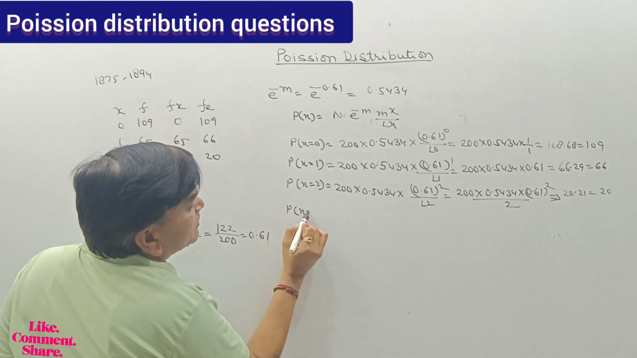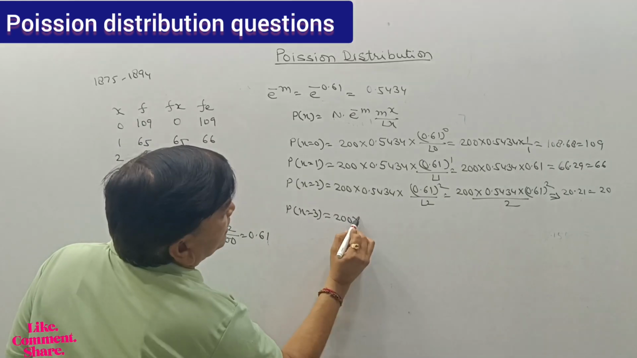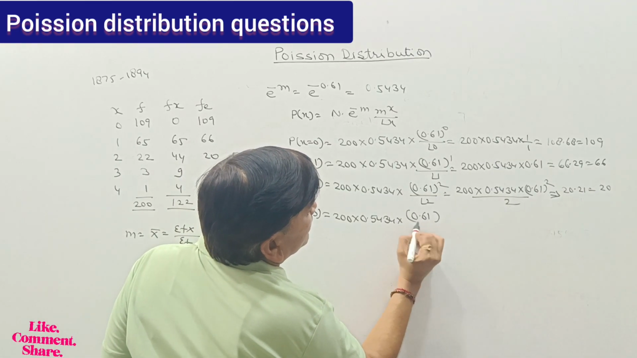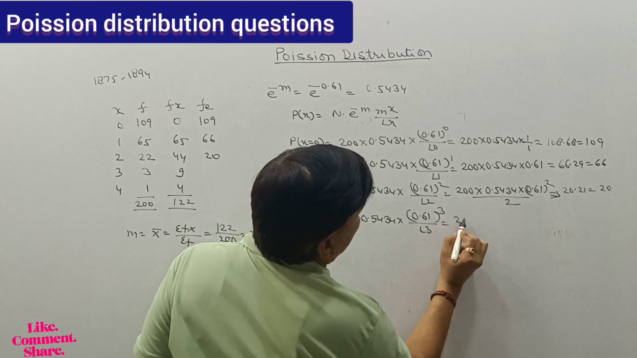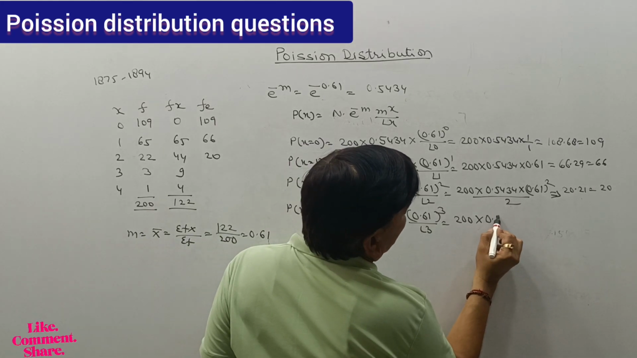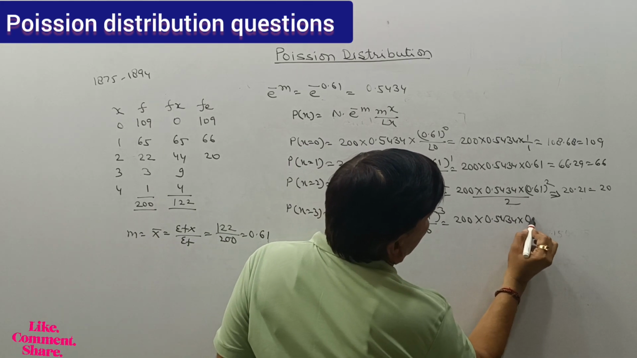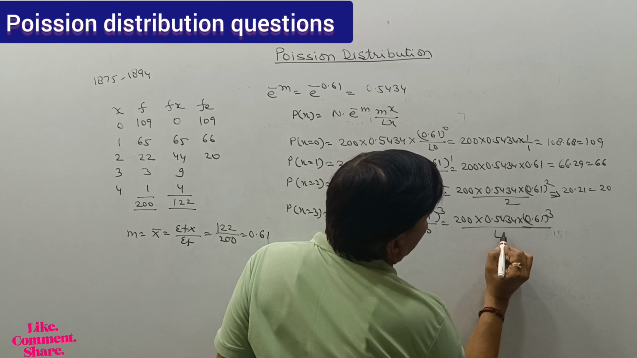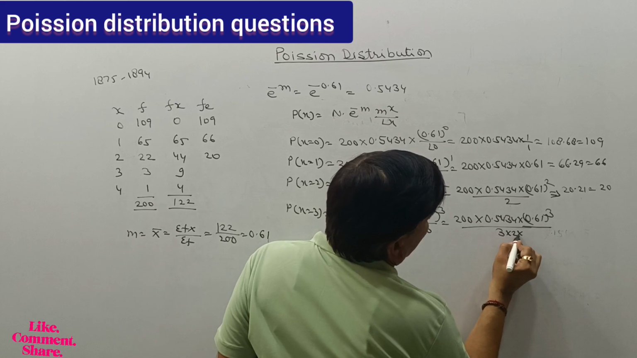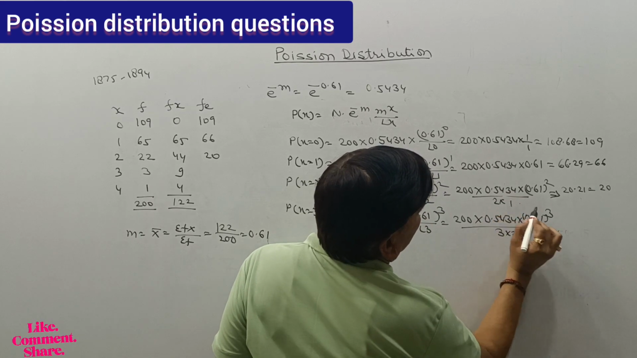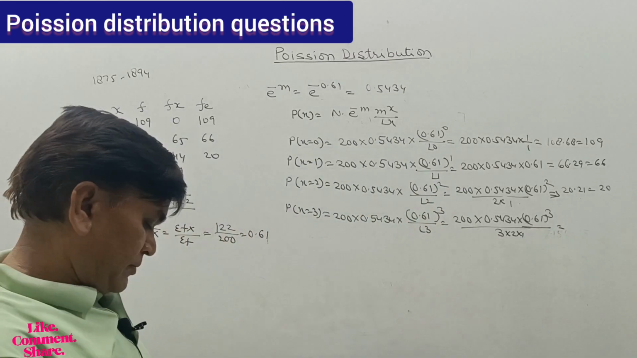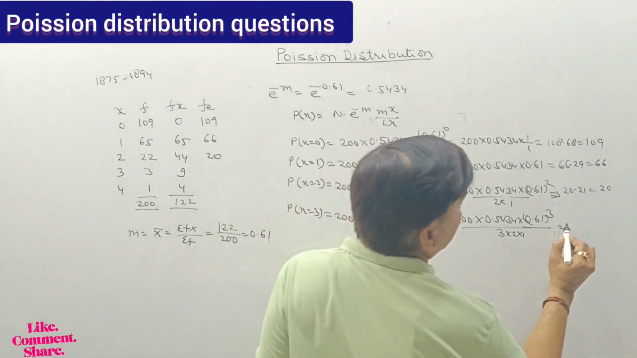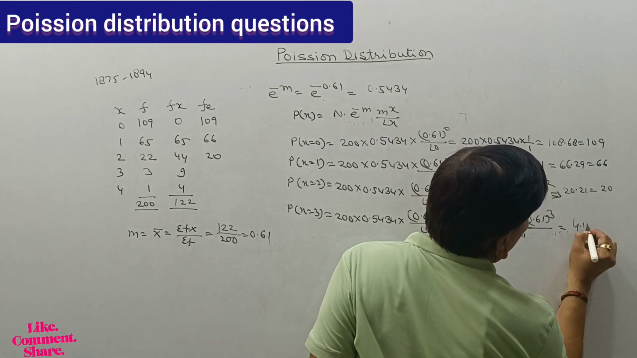For x is equal to 3, that is 200 multiply 0.5434 multiply 0.61 raised to power 3 upon factorial 3, that is 200 multiply 0.5434 multiply 0.61 raised to power 3 divided by factorial 3, that is 3 multiply 2 multiply 1. We get 4.11, that is 4.